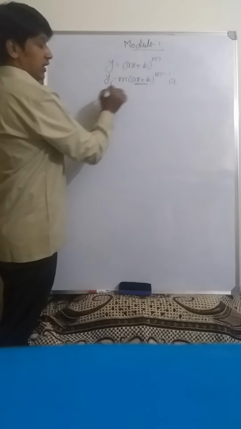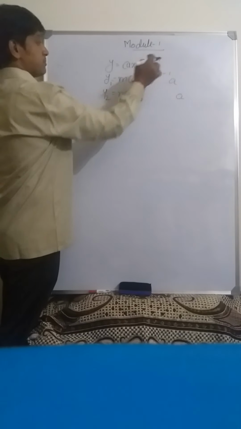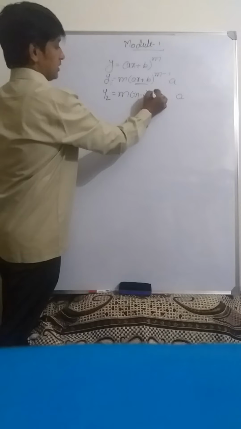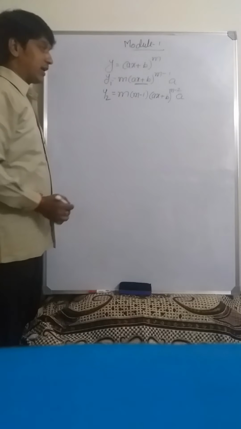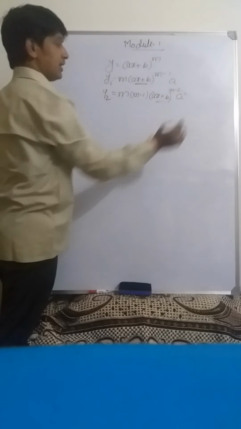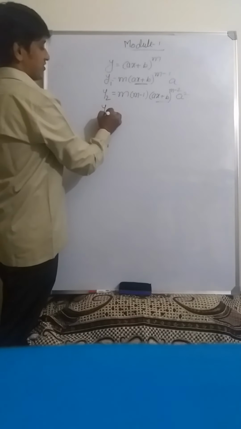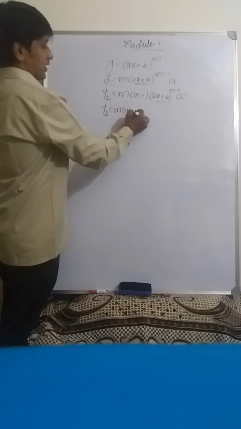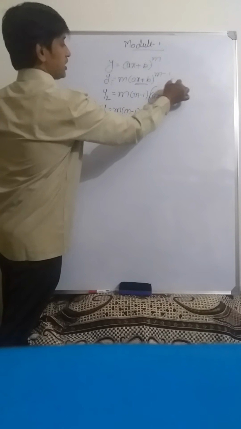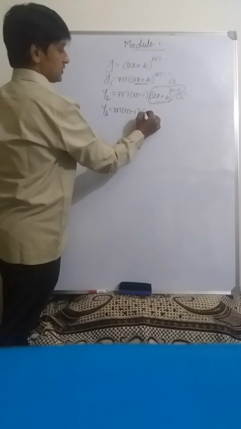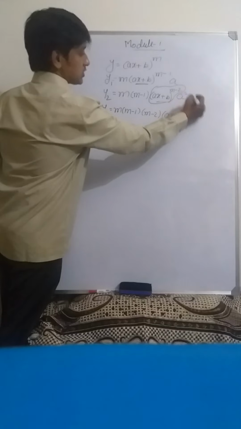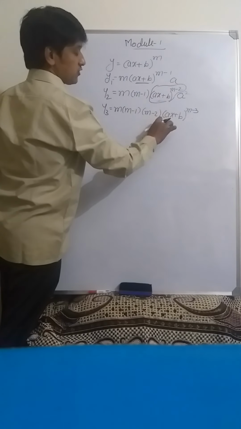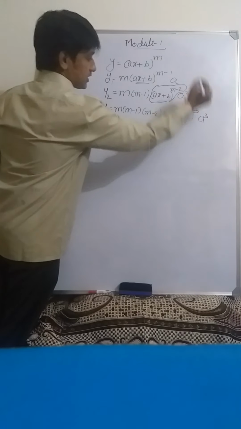Now for the next differentiation, this m and a act as constants. What is the differentiation of ax plus b power m minus 1? It is m minus 1 into ax plus b power m minus 2. Correct? Into the inner differentiation, which is one more a, it becomes a square. Now for y3, m minus 1 we are going to keep as it is. Now the differentiation of ax plus b power m minus 2 is m minus 2 into ax plus b power m minus 2 minus 1, which becomes minus 3. The inner differentiation of ax plus b is a. Already a square is there. Can I write that as a cube?